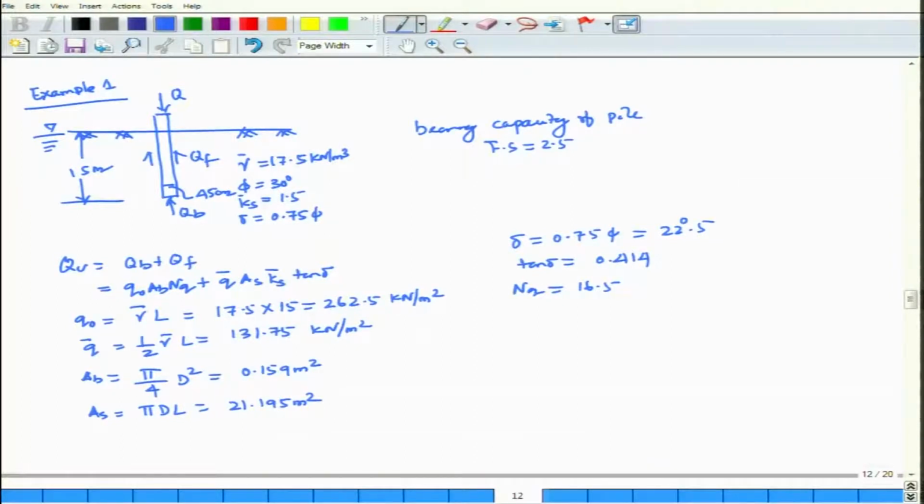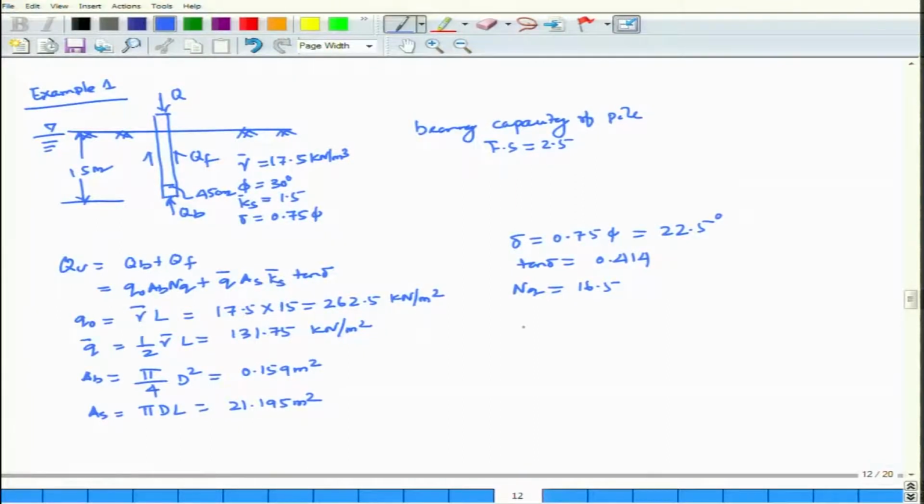So, if I do not consider the water table, without the water table, then this is my QU. QU is equal to QB plus QF, which is equal to Q0 AB into NQ, plus Q bar AS KS bar into tan delta. Q0 is equal to gamma bar L, Q bar is equal to half gamma bar L, AB is equal to pi by 4 d square, that is the area of your base, AS is your pi dL, delta is equal to 22.5 degree, tan delta is equal to 0.414, NQ is equal to 16.5.